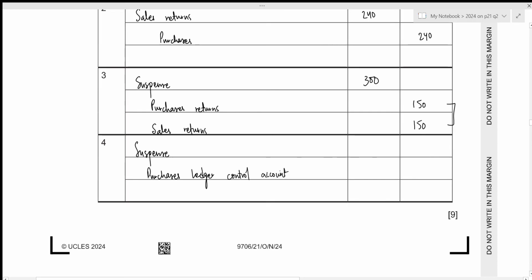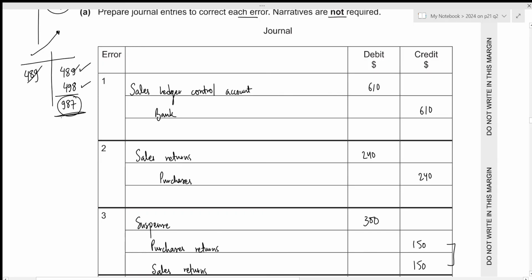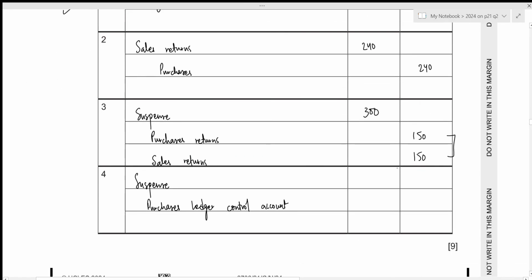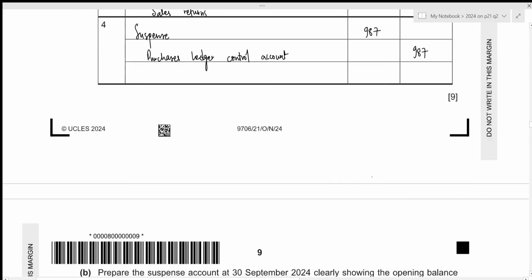Okay, we've already calculated that the purchases ledger control account should have the amount of 987 on the credit side. Now the suspense account should also have the same amount. That is all for the first part of this question. Let's move towards the next one.